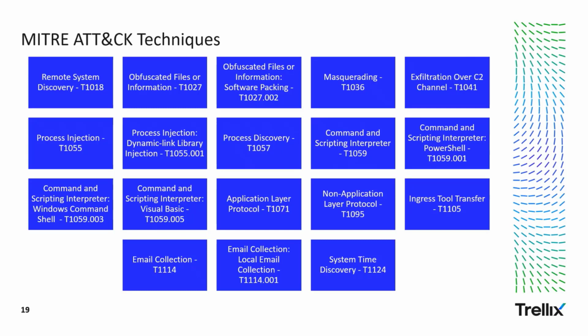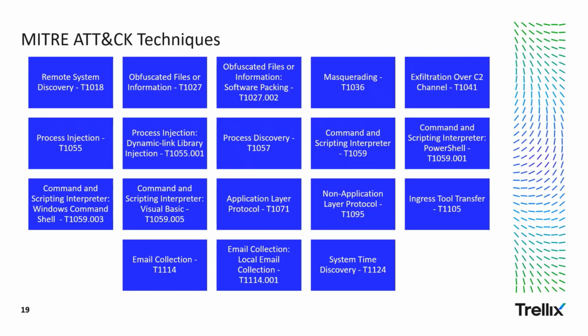Second to last on here is going to be email collection, which is technique T1114, where adversaries may target user email to collect sensitive information. Emails may contain sensitive data, including trade secrets or personal information. They can prove valuable to adversaries. Adversaries can collect or forward email from mail servers or clients. In the case of Emotet, specifically, it uses local email collection, which is technique T1114.001. And last, for this particular page, we're going to look at technique T1124, which is system time discovery.